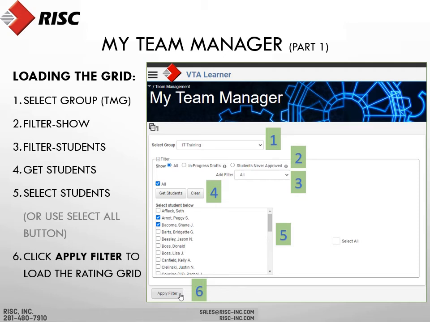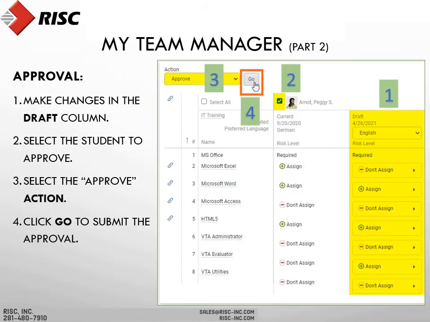With the box loaded, select the specific students to include on the grid or use the Select All button. And finally, click the Apply button to load the rating grid. Once the grid is loaded, to submit an approval, first make changes in the draft column. If you are using an open period that needs to be reapproved annually and no changes are needed for this review, you do not need to make changes in the draft values.